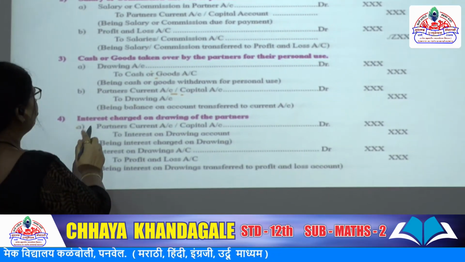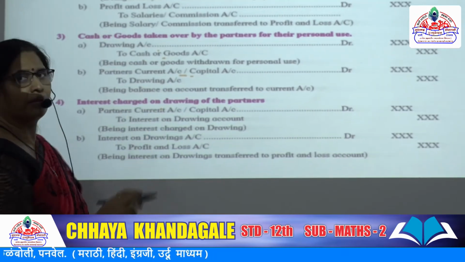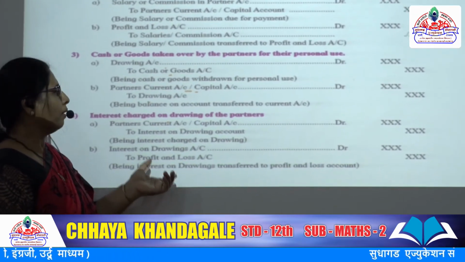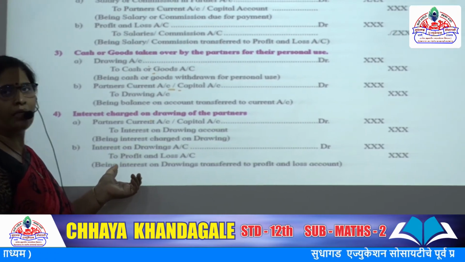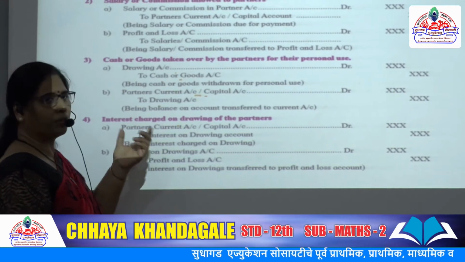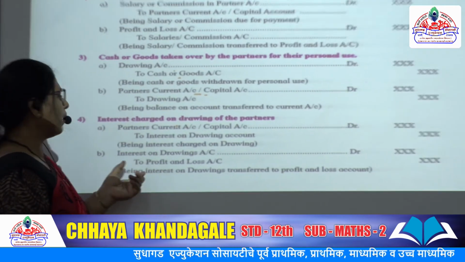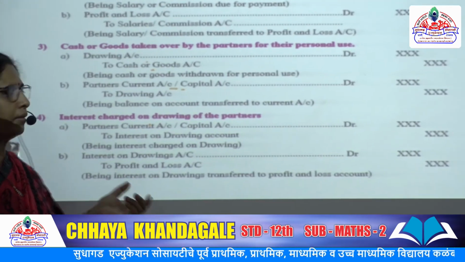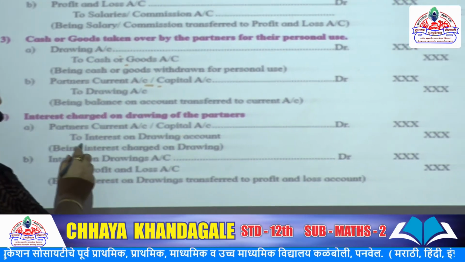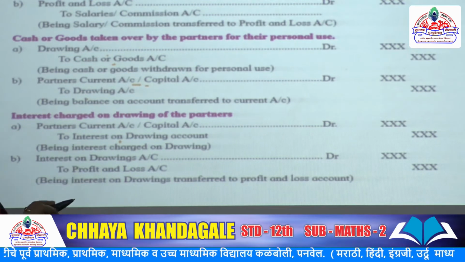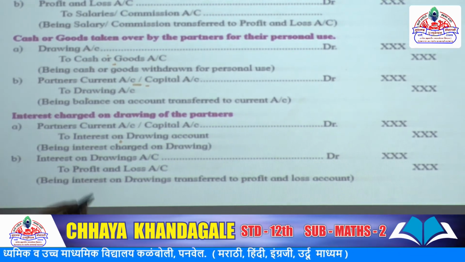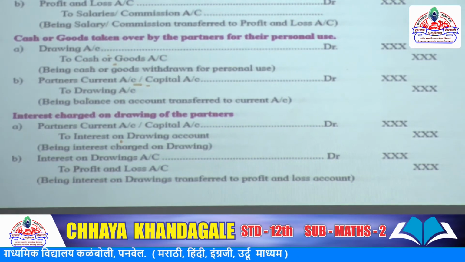Now fourth, interest charge on drawings. Now this is an income for the firm, because the firm is going to charge a particular rate of interest on drawings. Whatever drawings this partner has made, they are going to charge interest on drawings. So partners capital account or current account debit to interest on drawings account. Okay, so on the current account or capital account, to drawings and to interest on drawings will be written.